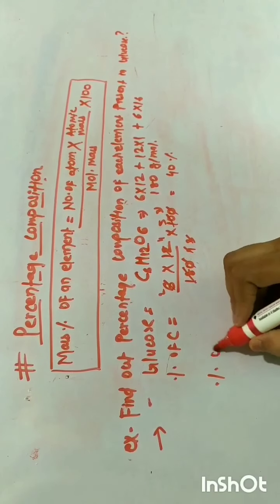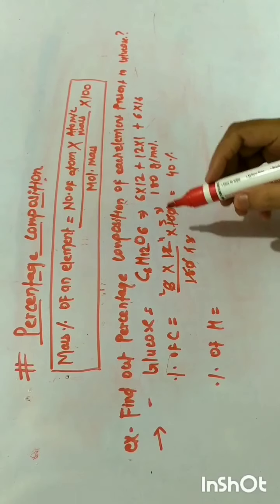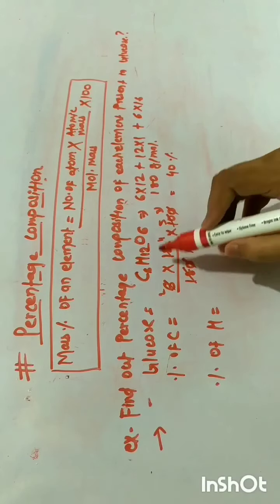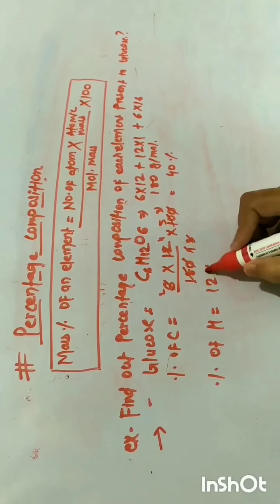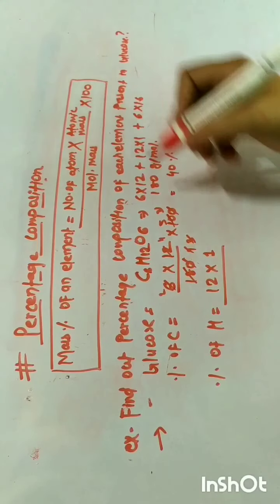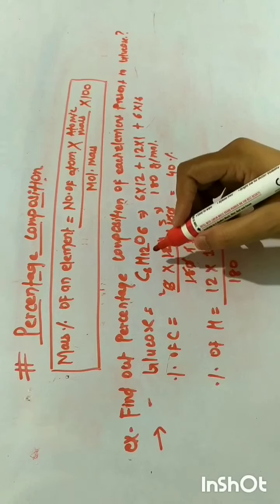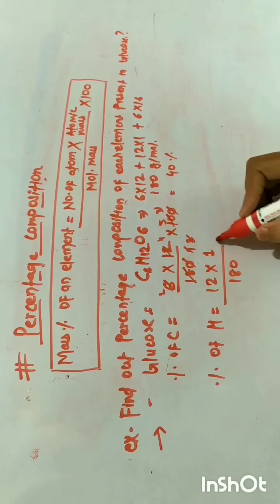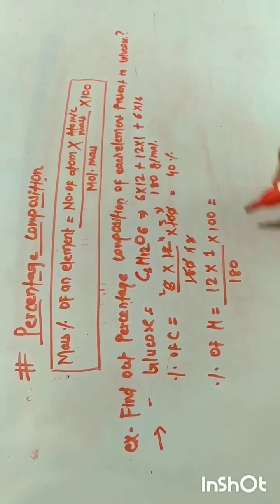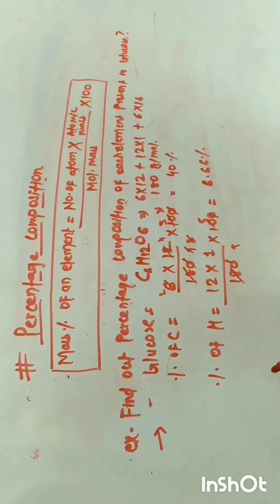Now, the percentage of hydrogen. The number of hydrogen atoms present in glucose is 12, and the atomic mass of hydrogen is 1, divided by the molecular mass, which is 180. The molecular mass will be constant for each of carbon, hydrogen, and oxygen, into 100. After calculation, the answer is 6.66%.